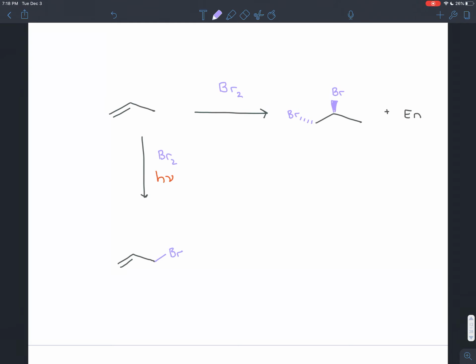So you have these two reactions that give you very different products. You have the addition reaction that gives you a dihaloalkane, and you have the radical reaction that gives you a haloalkene.